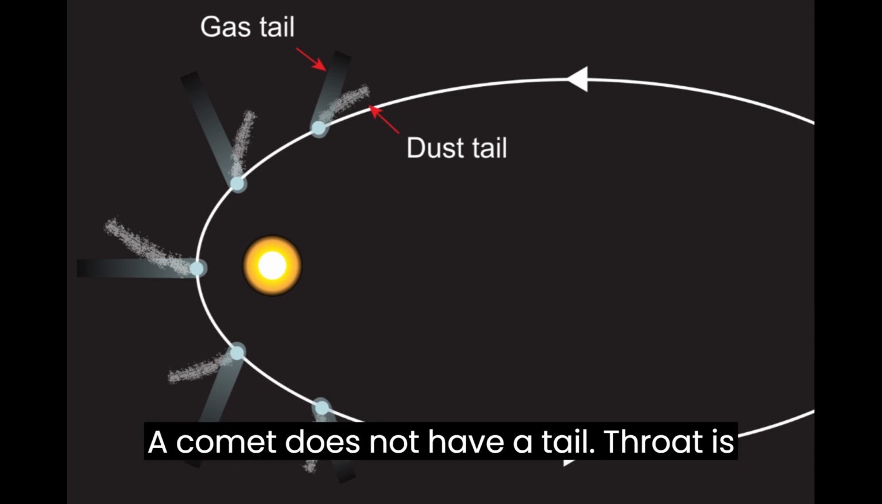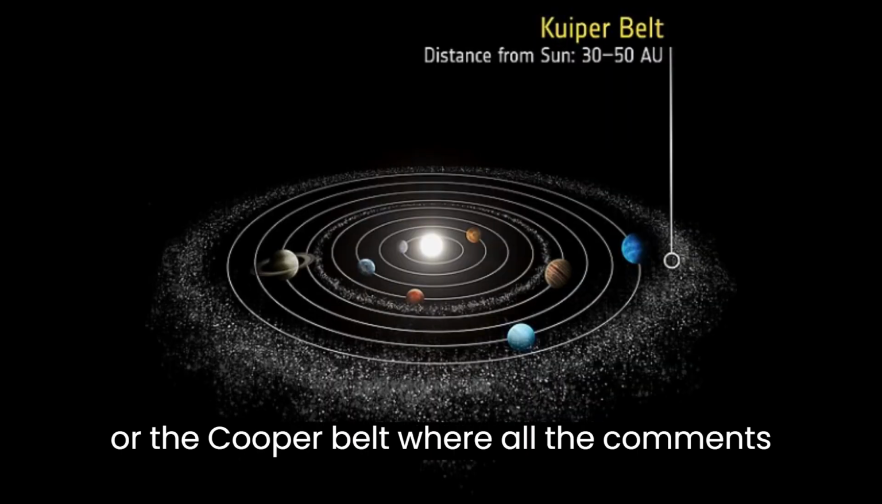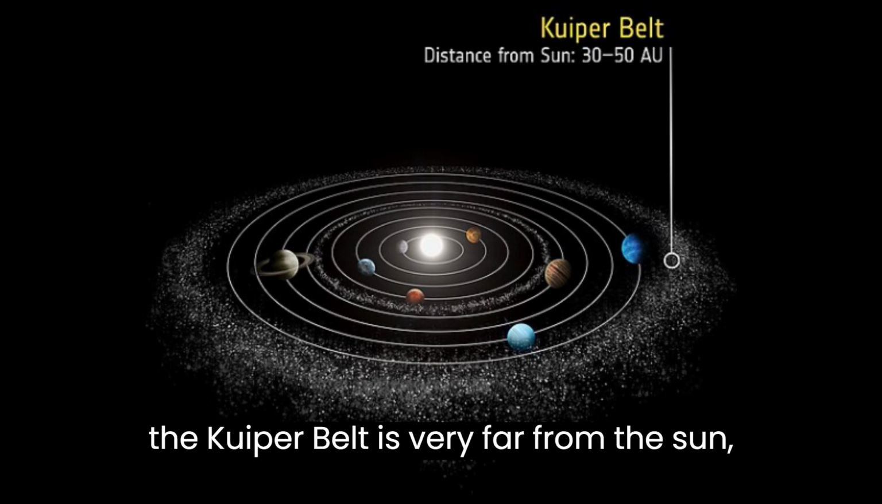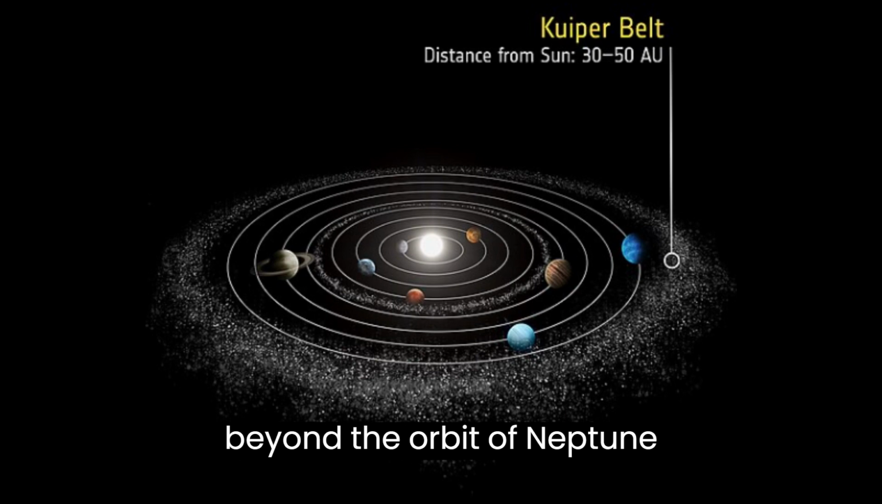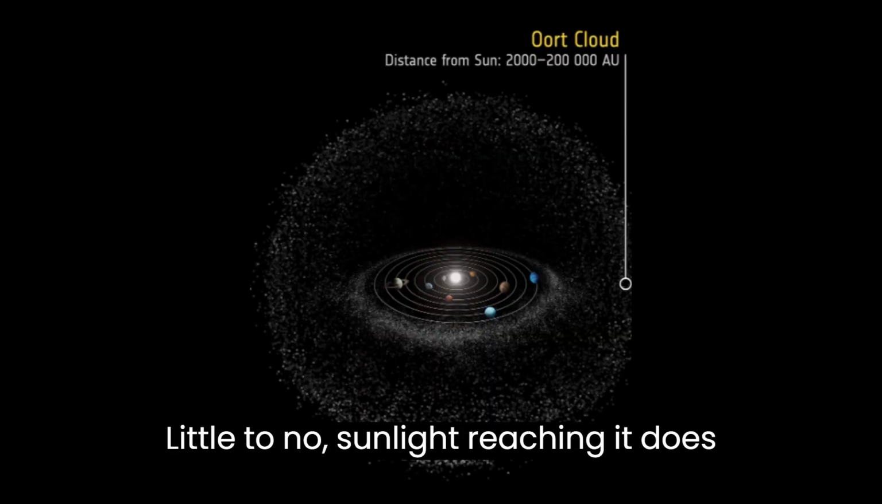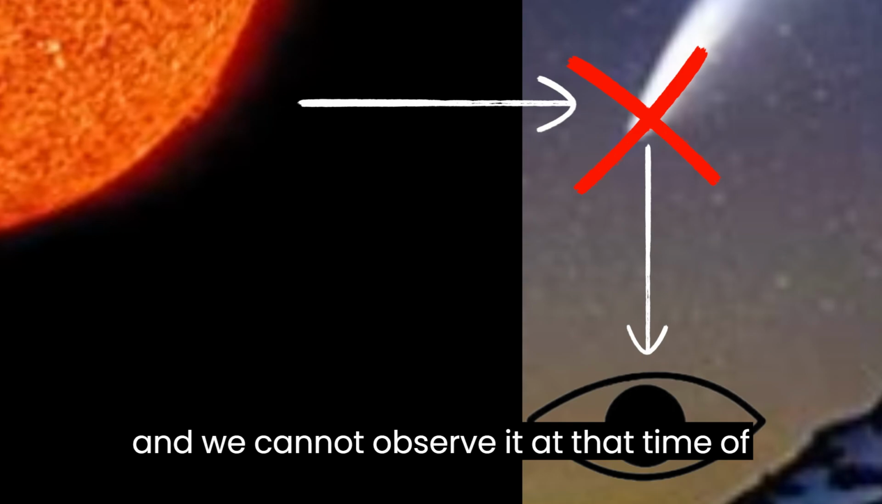A comet does not have a tail throughout its lifetime. Whenever it visits its hangout area, the Oort cloud or the Kuiper belt, where all the comets take birth, it has no tail at all. The Kuiper belt is very far from the Sun, beyond the orbit of Neptune, and the Oort cloud is even further. Little to no sunlight reaching it does not heat up the comet. Because of this, it does not reflect any light and we cannot observe it at that time of its orbit.